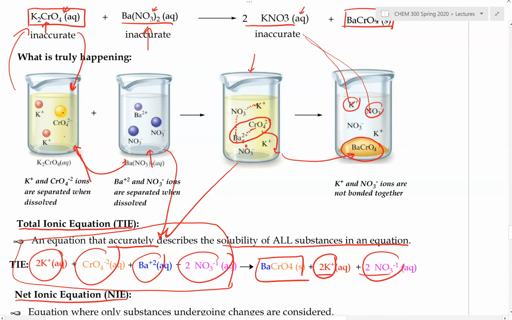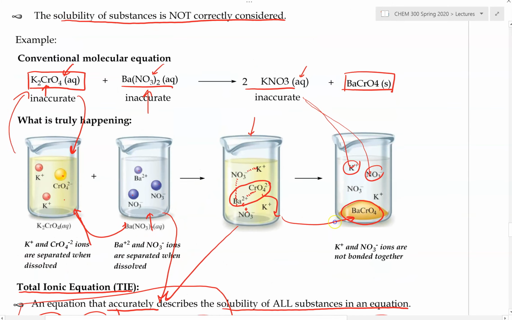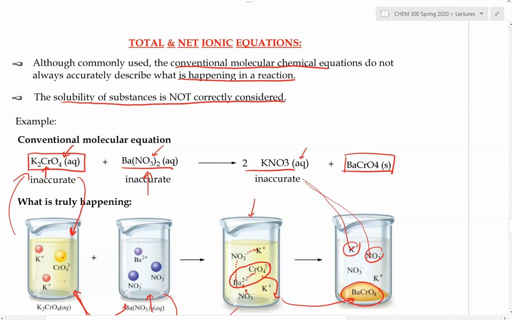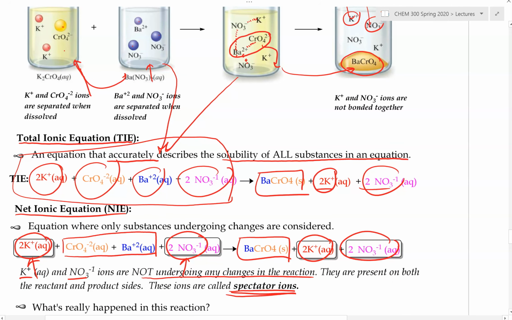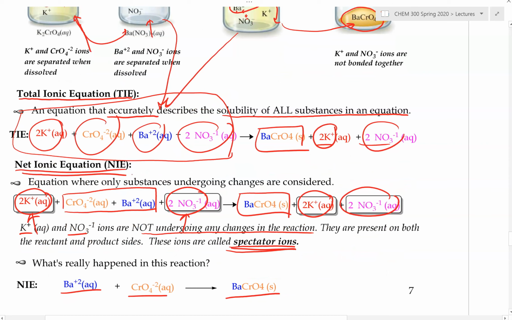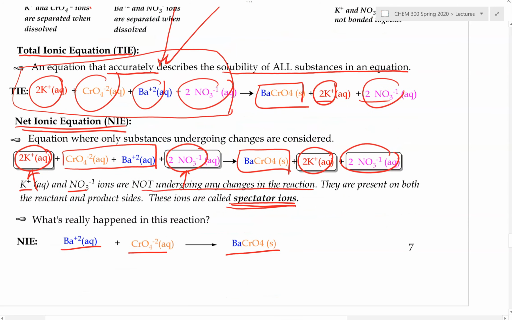Okay, so let me just recap one more time. There are 3 different types of equations that we have seen. First is the conventional equation. And again, the conventional equation does not describe the solubility of all of the substances correctly. Then moving on to the total ionic equation. This is when we consider the solubility of all of the substances. And now the net ionic equation tells us exactly what are the chemical changes that are happening in a reaction. Okay, so that's the difference between these 3 types of chemical equations.